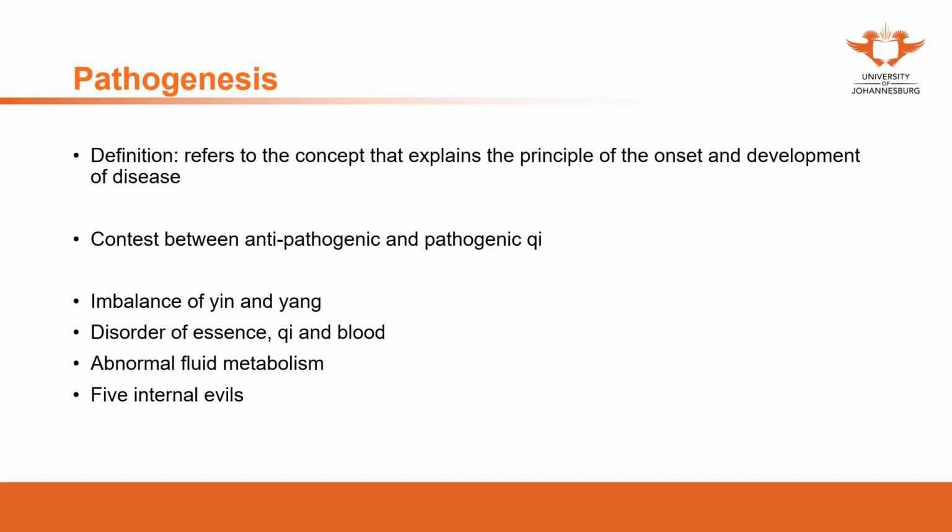We have actually introduced the definition: it refers to the concept that explains the principle of the onset and development of disease. The onset describes why we have the disease. From the pathogenesis, we try to explain how we have the disease, or how the pathogen affects us. We need to understand the process of how the pathogens in the etiologies can affect us. That's the content in pathogenesis.